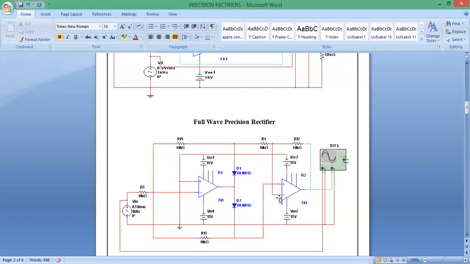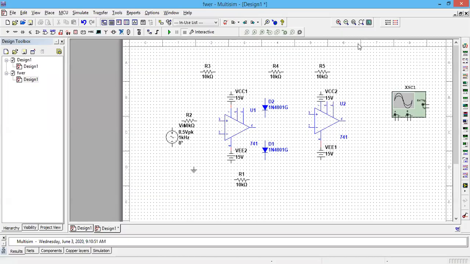So a full wave precision rectifier converts AC to pulsating DC for the input voltages that is less than 0.7 volt. That is the cut-in voltage of the PN junction diode. Coming to this full wave rectifier, we have placed all the components that are there in the circuit diagram. It consists of two ICs, and all the resistors in the feedback circuit are connected as shown in the circuit diagram.